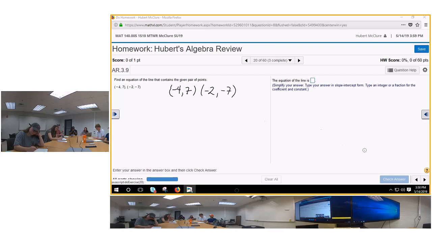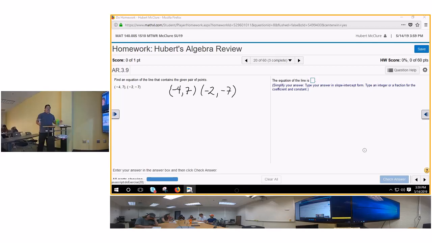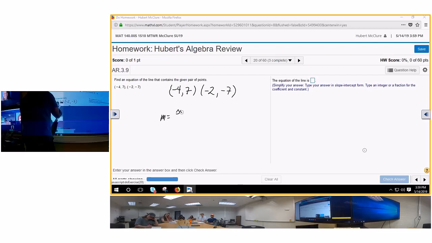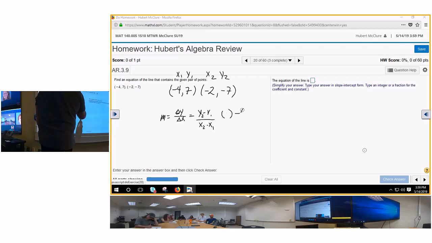So what do we got to find first? Slope. And what is the slope? The slope is equal to delta y over what? Delta x. That's the fancy way to write it. Y sub 2 minus y sub 1 over x sub 2 minus x sub 1. Read from left to right. Parenthesis minus parenthesis over parenthesis minus parenthesis.